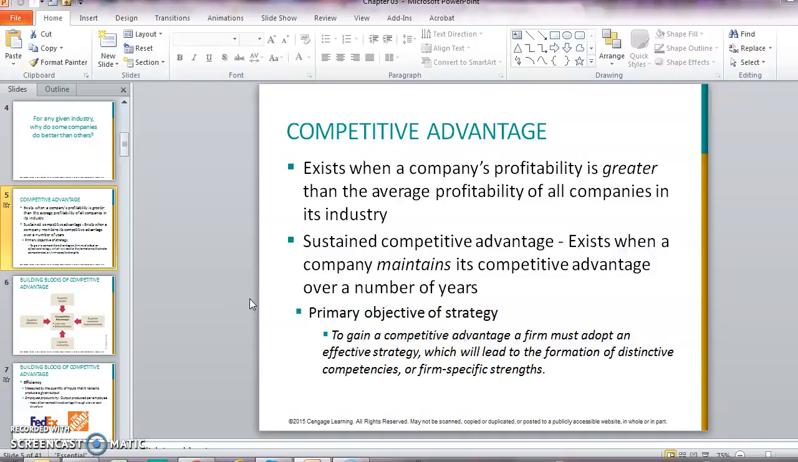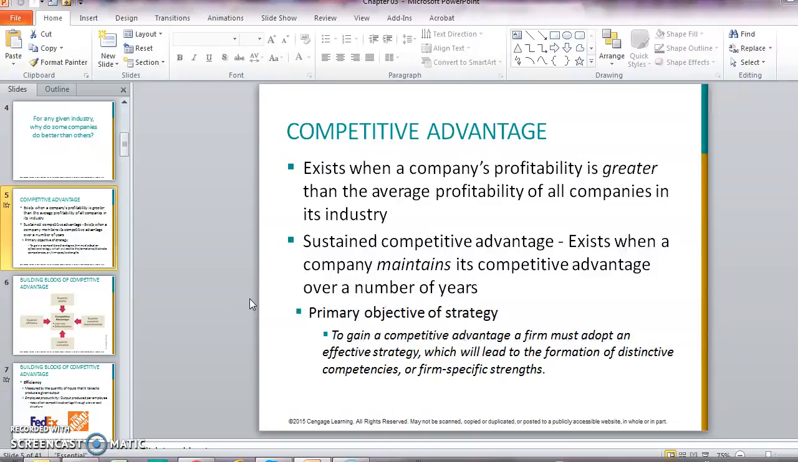Competitive advantage means an advantage over the competition. In other words, a company's profitability is greater than average of all the companies in its industry. And it's important that a competitive advantage be sustainable, that is, can exist over a number of years.